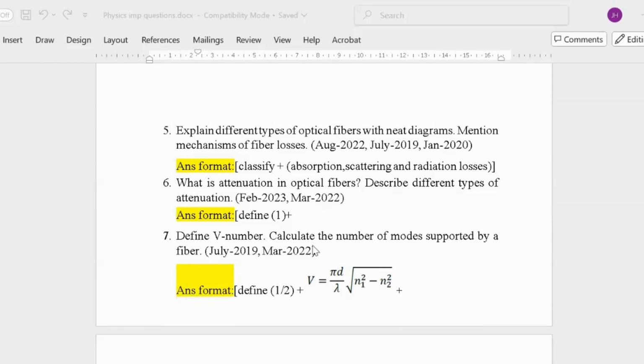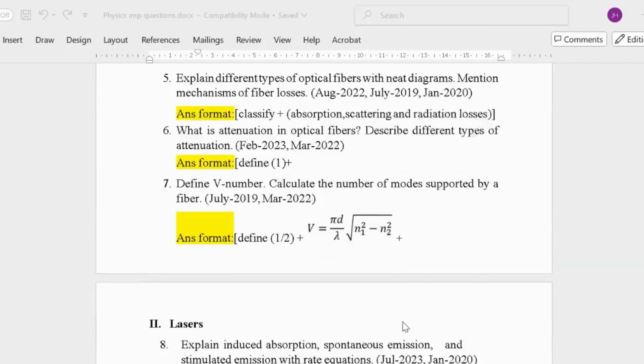Define V number, calculate the number of modes supported by the fiber. Okay, so the definition will be carrying 1 to 2 marks, and this is what you are going to derive. This is what you are going to use for calculation. V is equal to pi d by lambda root over n1 square minus n2 square. So this will be in the numerator part, not a denominator part, right?